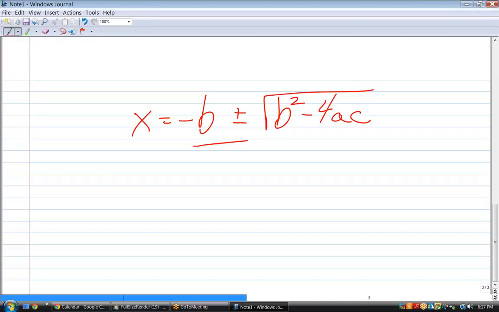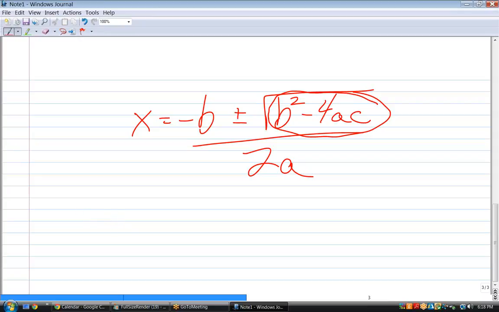Why does this thing have its own name, the discriminant? Because if that discriminant is a positive number, we're going to have two real solutions to our quadratic. If it's a negative number, we're going to have two imaginary solutions. And if it's exactly equal to 0, we're going to have one real solution.